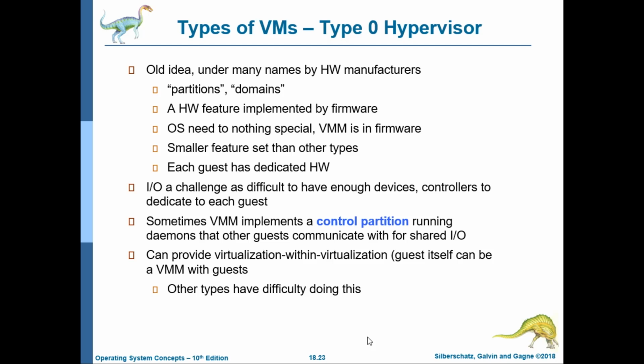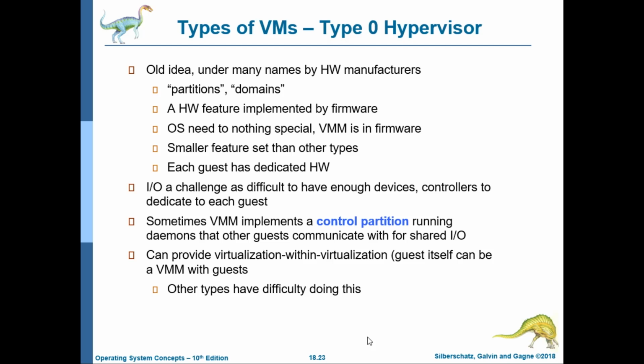The type 0 hypervisor is an old idea under many names by hardware manufacturers. The names are partitions or domains, and it is also a hardware feature implemented by firmware. So the OS needs to do nothing special, and the VMM is already in the firmware. It has a smaller feature set than other types, and each guest has dedicated hardware. So I/O is a challenge, as it is difficult to have enough devices and controllers to dedicate to each guest.